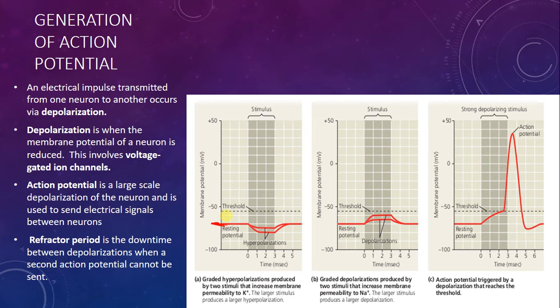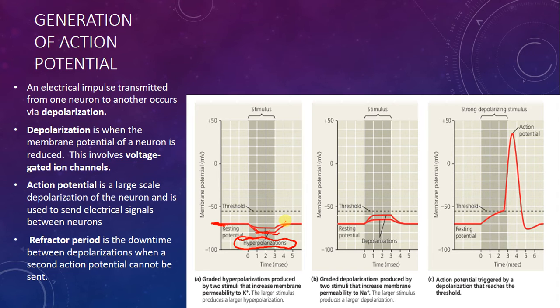So any stimulus that increases the membrane permeability to potassium, any kind of stimulation that we do to the membrane that opens up more potassium channels, will make our resting potential go even more negative. This is called hyperpolarization, more negative than the resting potential.